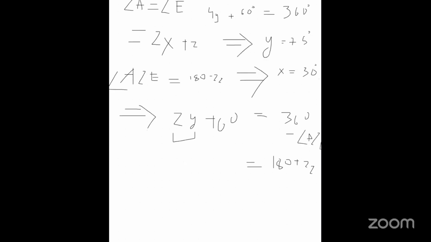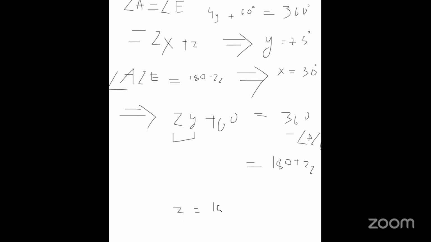So we can do it this way, and we'll get 180 plus 2z. And now we know what 2y was. So y was 75, so 2y is 150. 150 plus 60 is 210. 210 minus 180 is 30. So z is 15 degrees.